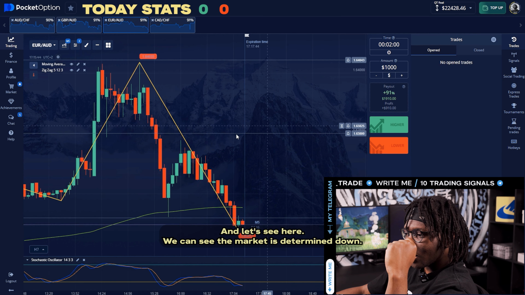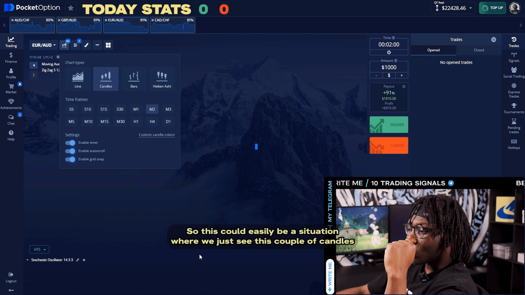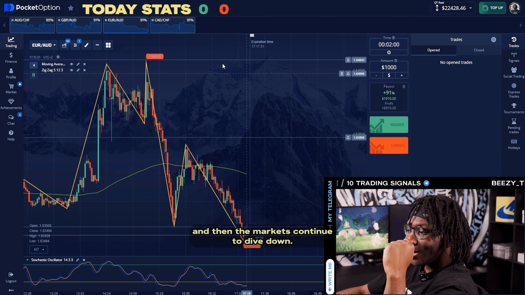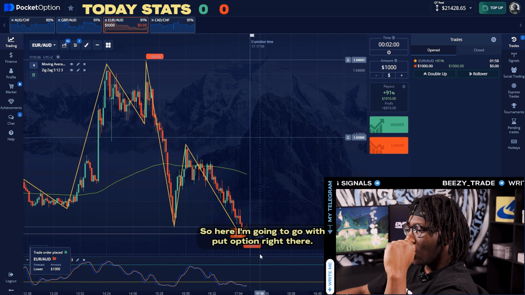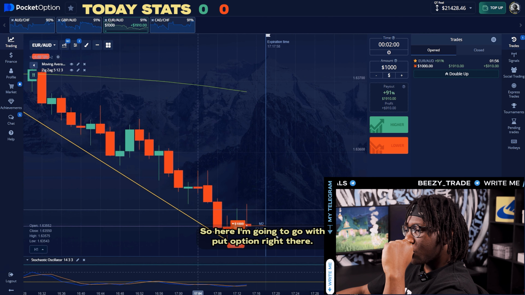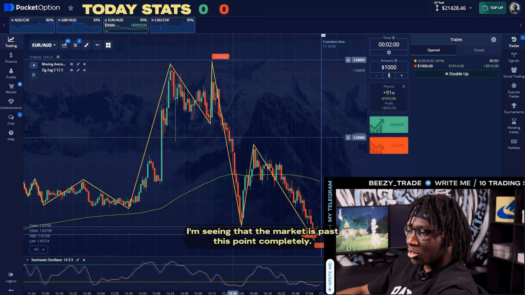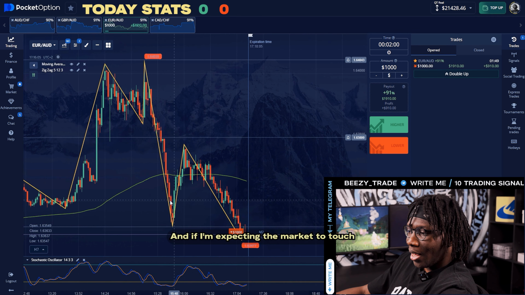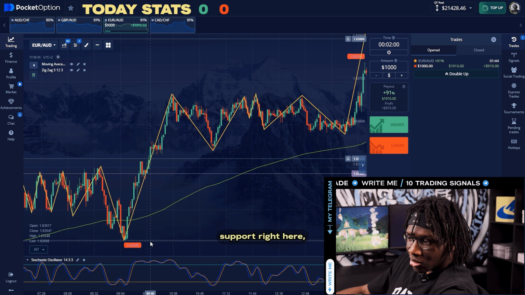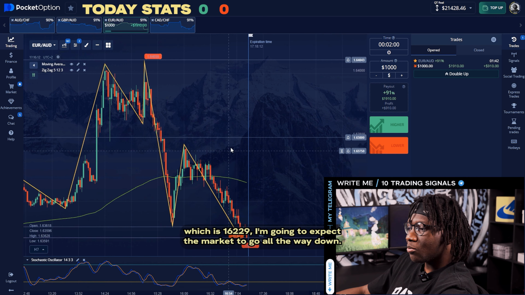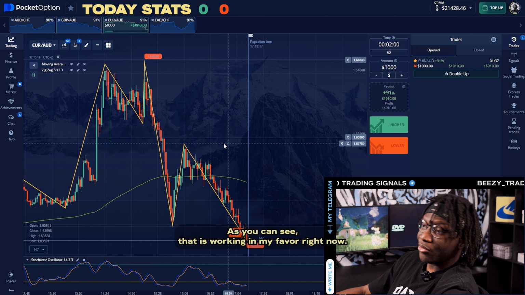Let's go to our M5 and let's see. Here we can see the market is diving downwards. So this could easily be a situation where we just see this couple of candles and then the markets continue to dive down. So here I'm gonna go with a put option right there, only because I'm seeing that the market is past this point completely, and if I'm expecting the market to touch support right here, which is 163.29, I'm gonna expect the market to go all the way down. As you can see, that is working in my favor right now.